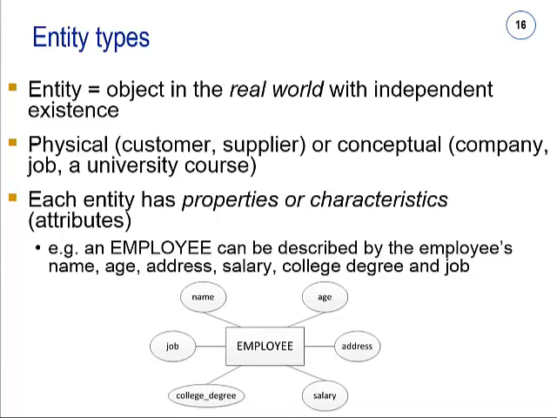Each entity has properties or characteristics. Think about an employee administration. Then an employee can be described by the employee's name, age, address, salary, college degree, and job. These are what we call the attributes.